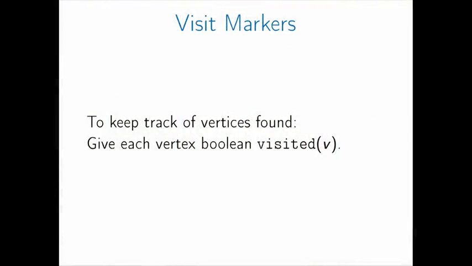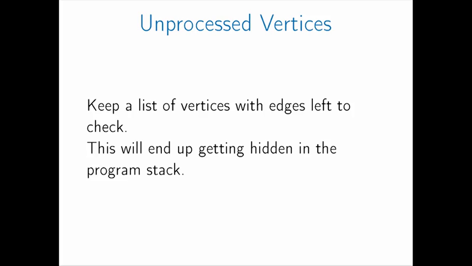The first thing that we need to do is keep track of which vertices we've already found. And for this, we're going to associate a Boolean variable to each vertex, visited of v, which basically tells us, have we visited it yet? The next thing we're going to need is, most of the vertices that we visited will have already checked all of the edges relating to them. But some we haven't, and we somewhere need to keep track of a list of vertices that still have edges hanging off of them that might connect us to something new. Now, this list isn't going to appear explicitly in our program. It'll actually be hidden in the program stack. So this is at points a little bit subtle, and we'll see it once we introduce the algorithm.